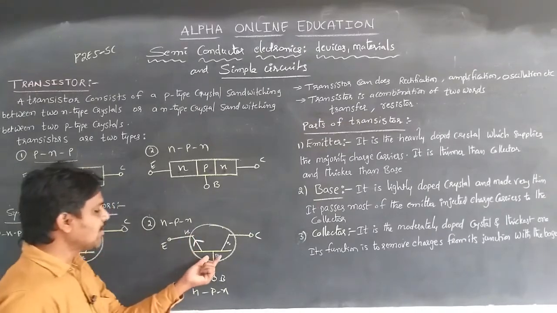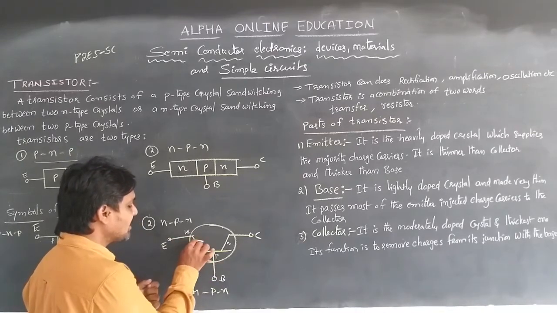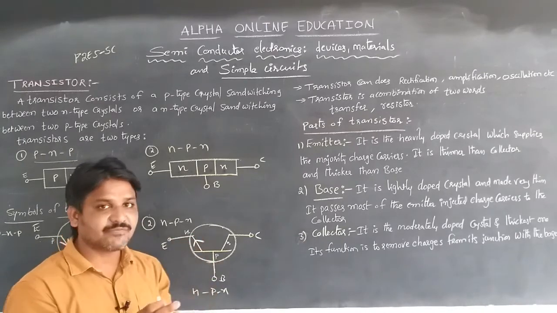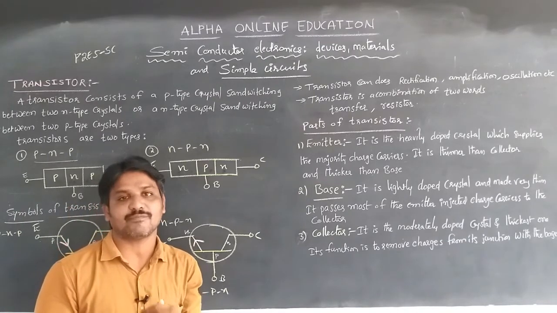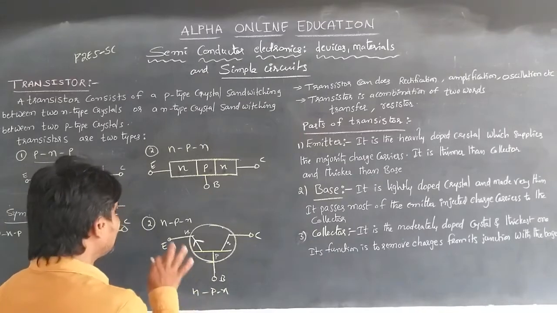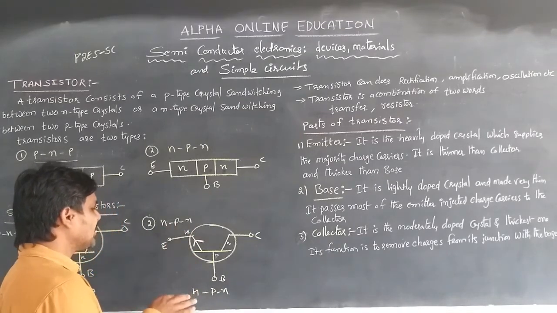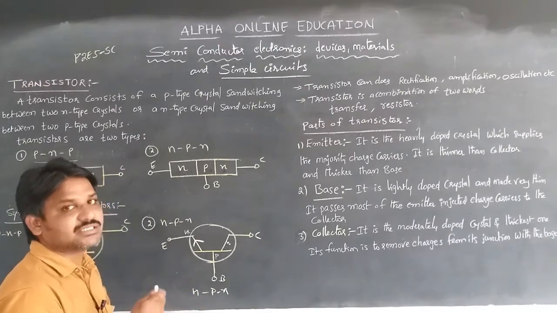So that's why here, from the P side to the N side, the arrow gives the direction from base to emitter. The arrow gives the difference between the NPN and PNP transistor, that is, the direction of flow of majority charge carriers. The emitter is a heavily doped material, and it decides the direction of charge.